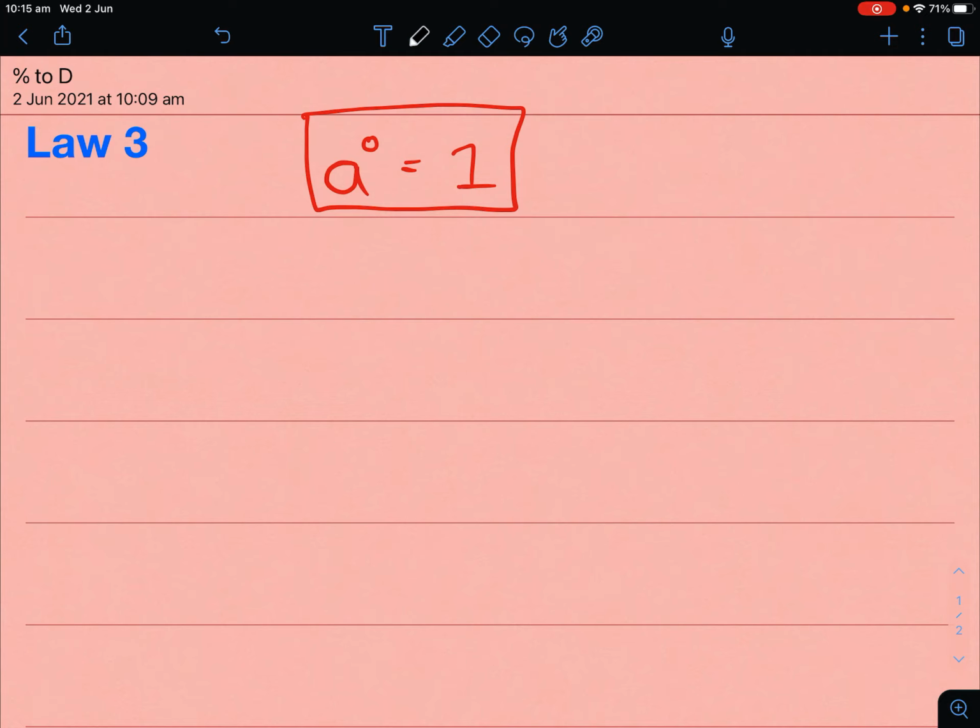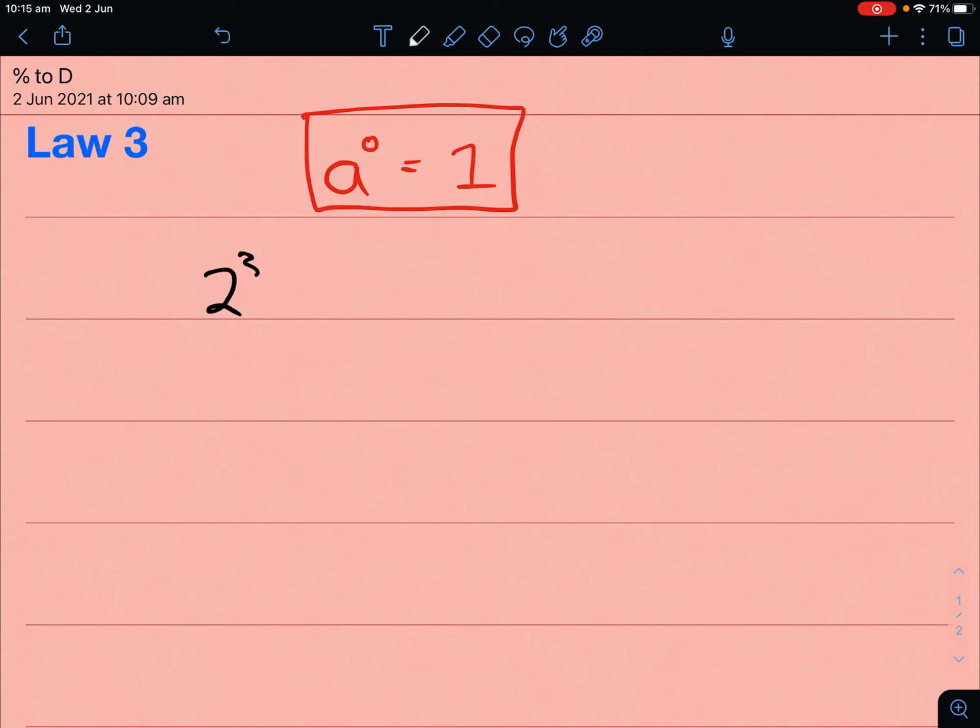Okay, so the third index law is a fairly straightforward one, but it can be a bit confusing if you're not quite sure why everything has to equal 1 all the time. And it can get you into a bit of trouble once the problems get a bit more challenging. So let's try and break this down and use an example.